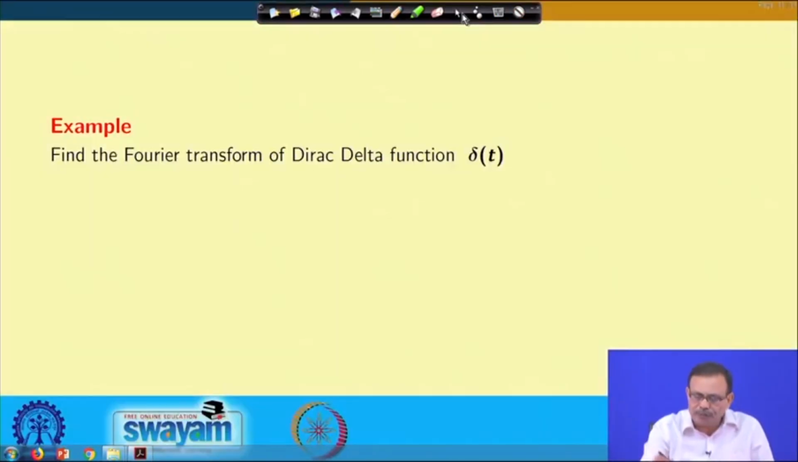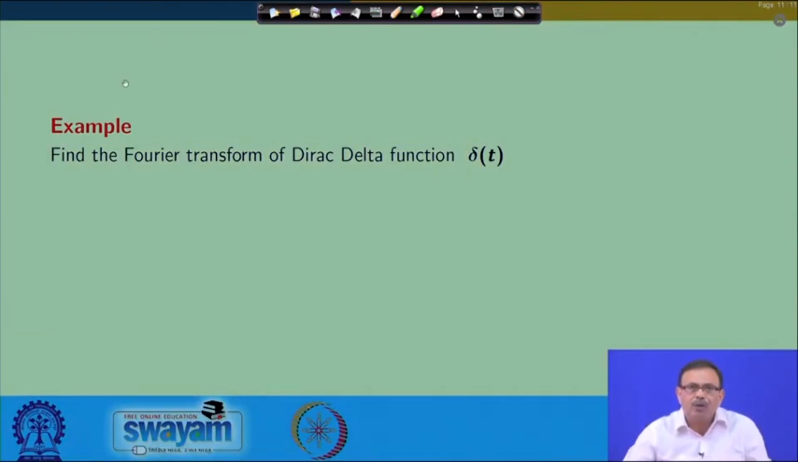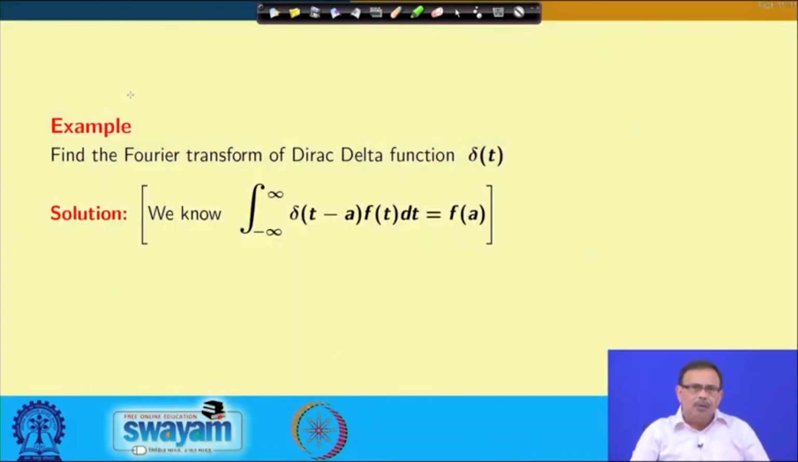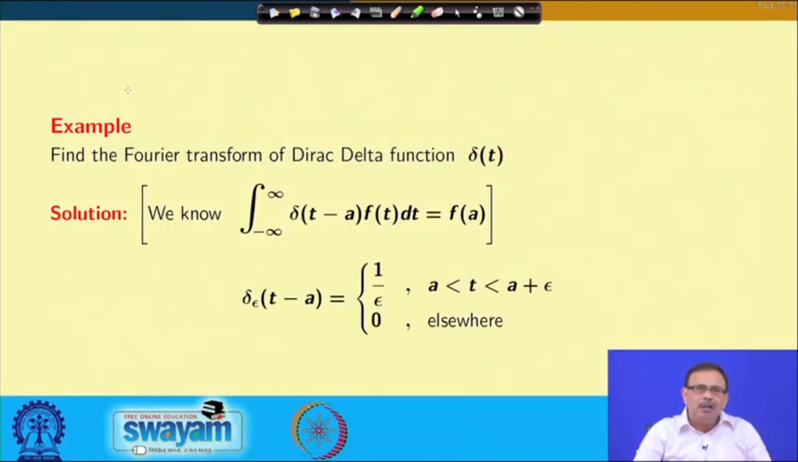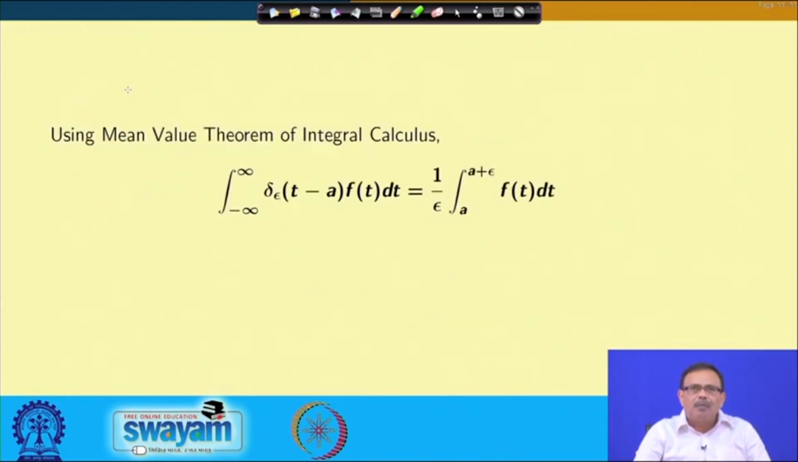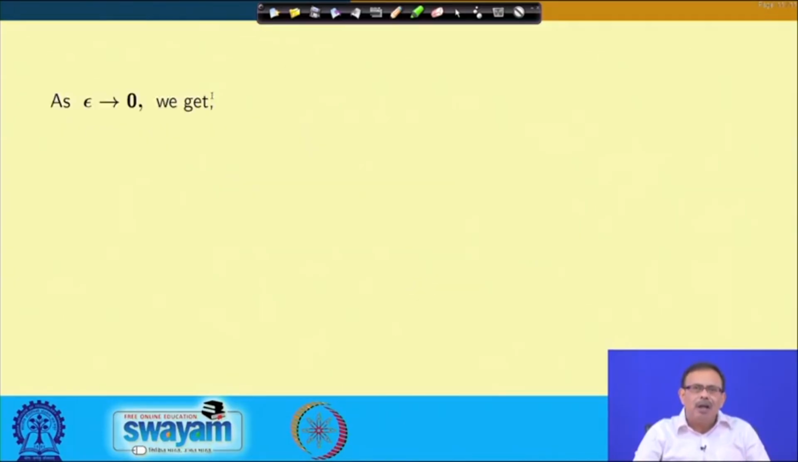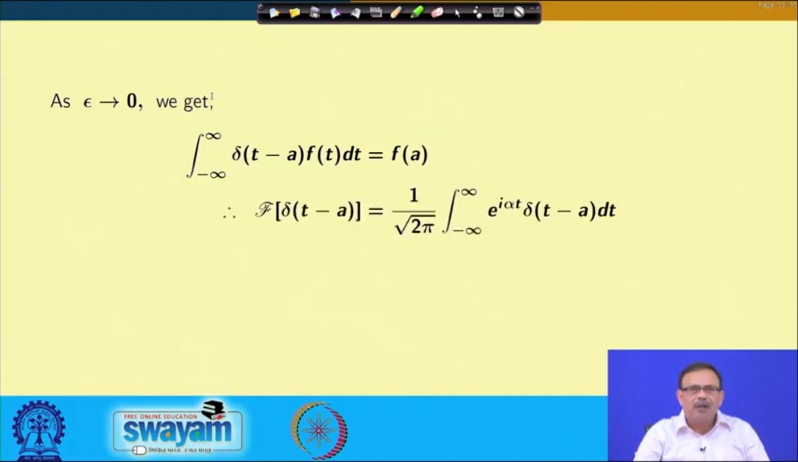So let us see it quickly. From here, once we are getting this, we know what we have proved initially. The Dirac delta function we are defining as 1 by epsilon whenever t lies between a and a plus epsilon, otherwise 0. Then you are multiplying by f(t) on both sides and integrating from minus infinity to infinity. Now this second term I am obtaining using the mean value theorem, so that the value I am getting is f of eta. As epsilon approaches 0, you will obtain that the integral from minus infinity to infinity of delta (t minus a) f(t) dt is nothing but f of a.